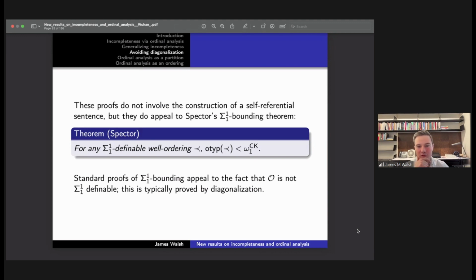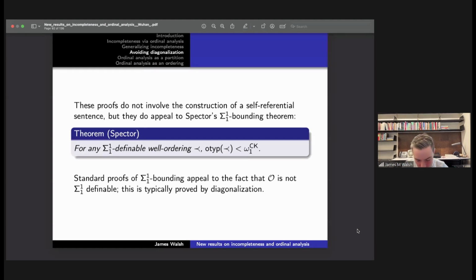And in fact, the standard proofs of Σ^1_1 bounding do use a form of diagonalization. You look at the standard proofs, they'll appeal to the fact that Kleene's O is not Σ^1_1 definable, and the proofs of that usually have the flavor of the proof that the halting problem is not decidable. So there's a kind of diagonal element to them. Because of the motivation for this result, I thought it was desirable to see how much diagonalization we could get rid of. How close to diagonalization-free can we get the proof?